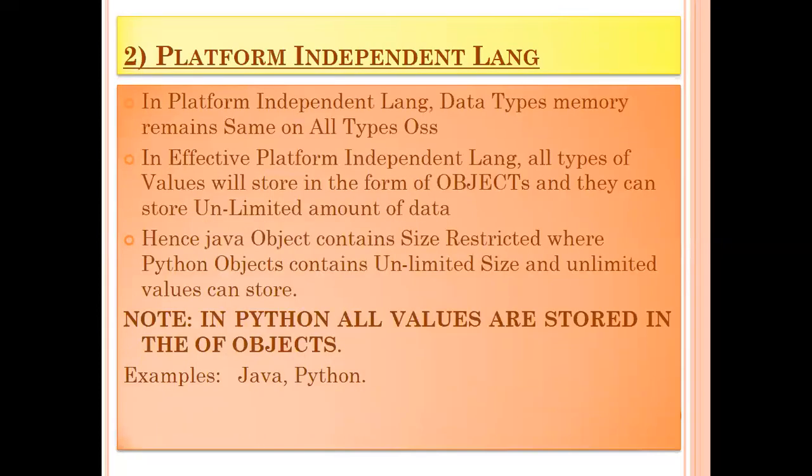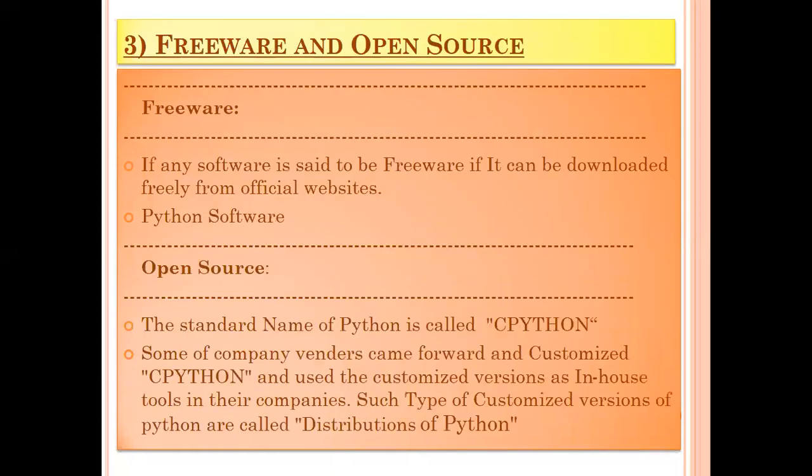Python is a platform independent language because its data types remain the same on all types of OSs. In effect, everything is stored in the form of objects, and whenever we store anything as an object, we can store an unlimited amount of data. Java objects are size restricted, whereas in Python we can save an unlimited amount of data.